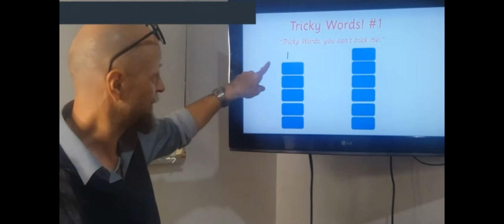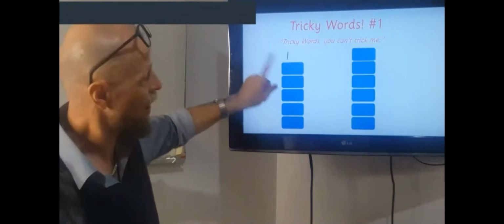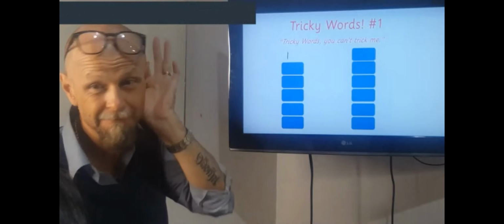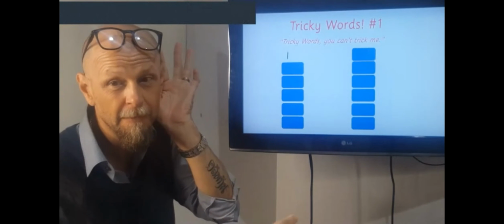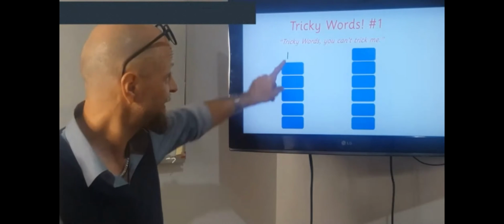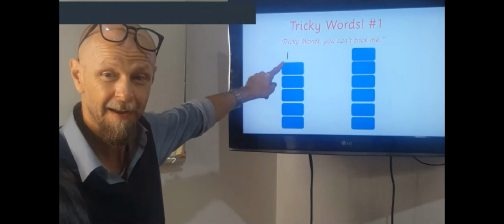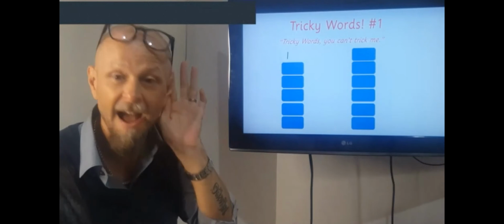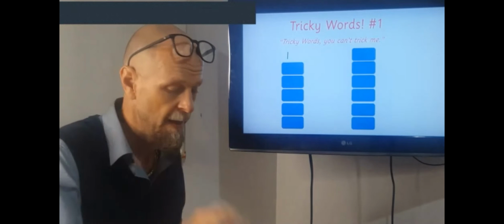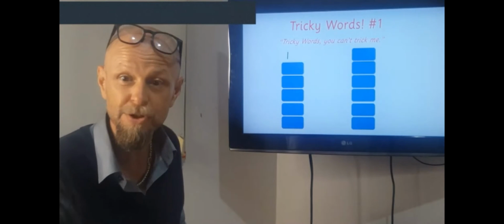So, tricky word. You can't trick me. What does it say? What word is that? I. High five. Let's look at tricky word number 2.